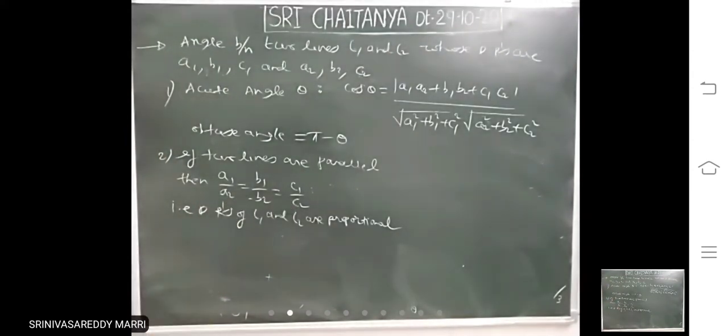If the ratios are the same, that means the DRs of one line are proportional to the other. So this is the parallel condition.